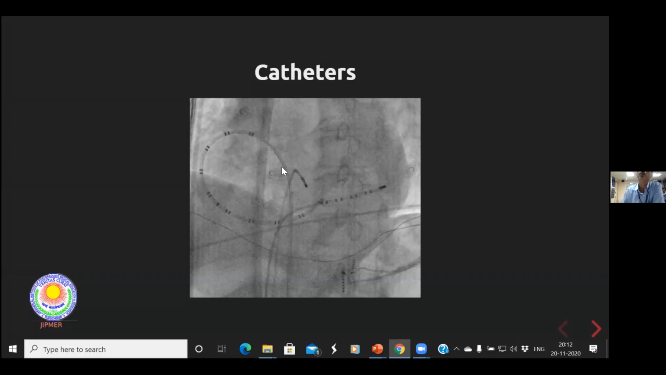Now, the other question is how to place the duodecapolar. You could place it with the distal dipole lateral to the line, or you could place it like this, straddling the line and crossing over into the coronary sinus.